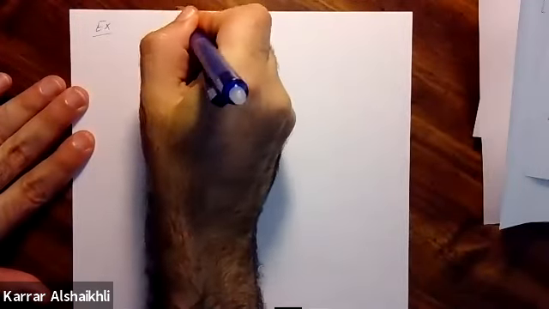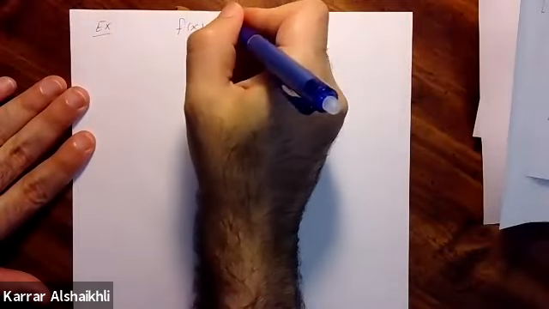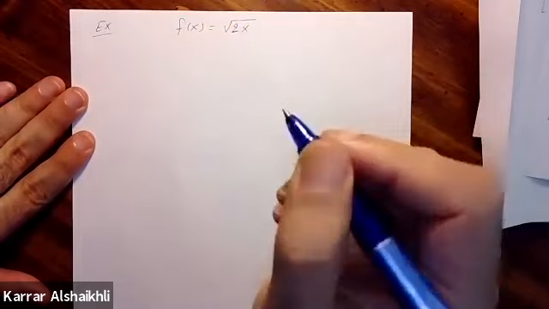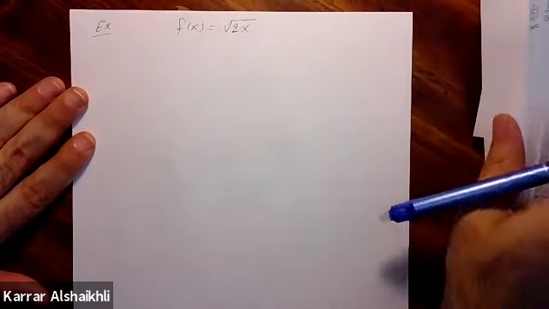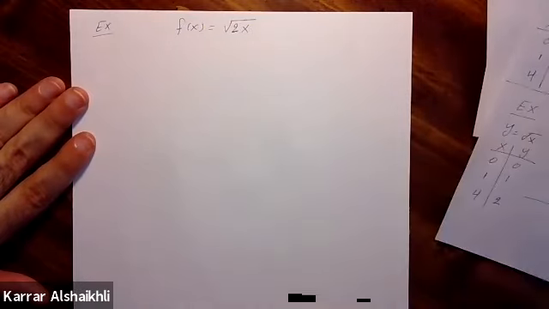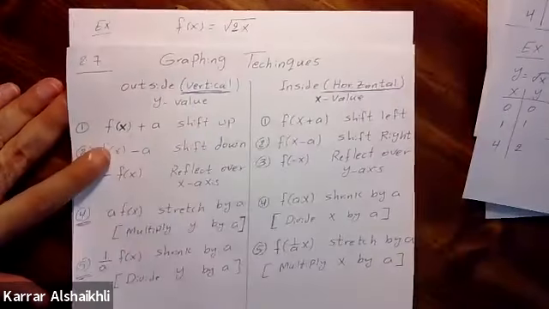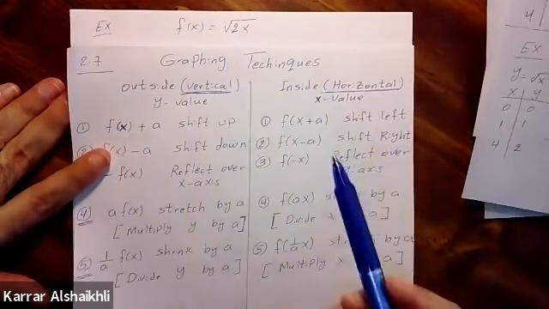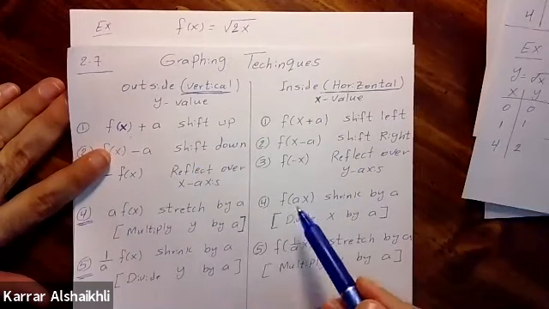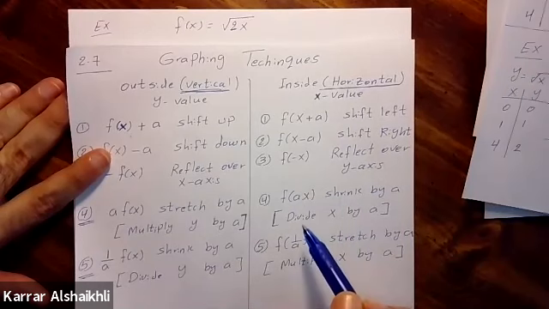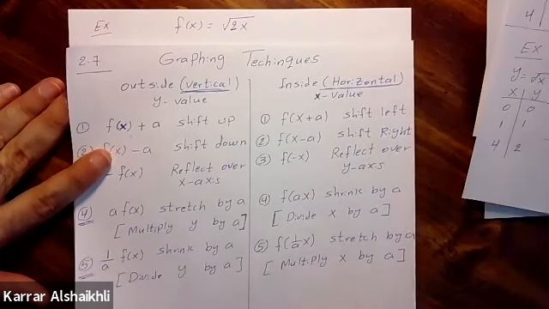Now take a function like this: alpha for the x equals square root of 2x. In this case, you will see this is exactly like this one, because the number exists inside. The number exists inside, that means it's going to be a horizontal shrink by a. We're going to divide x by a to get the new graph.